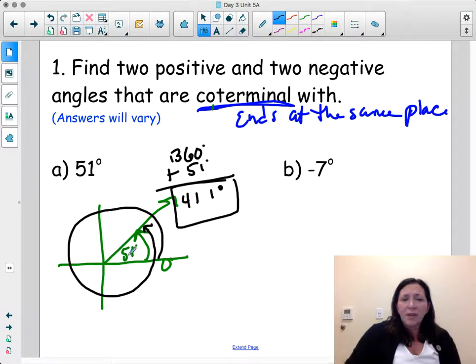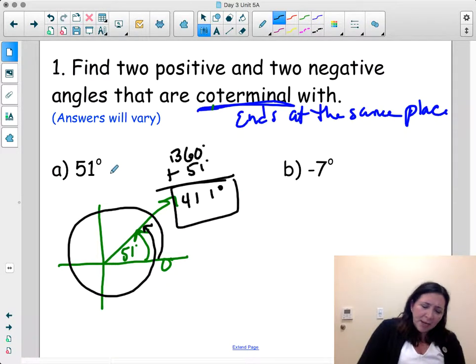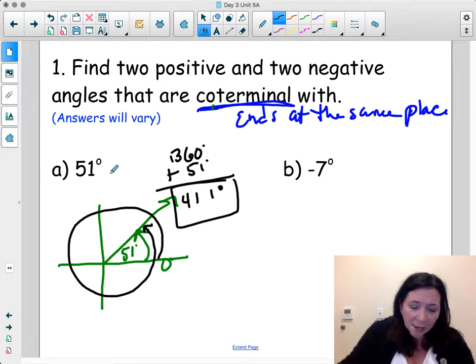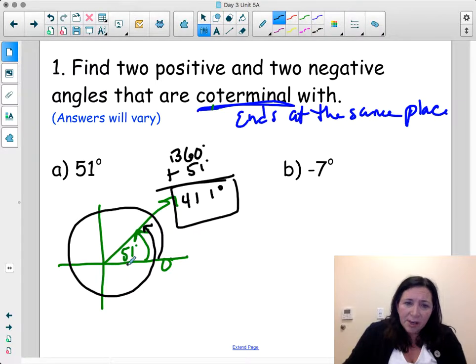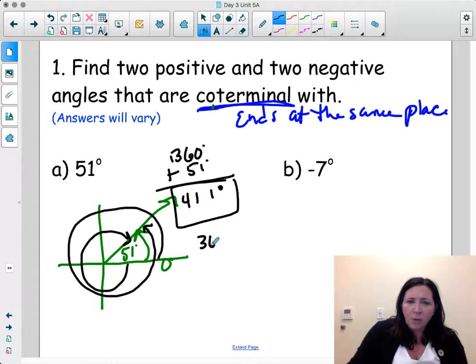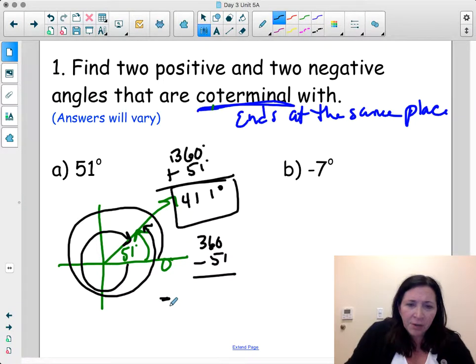That's a positive angle. Now, if I want a negative angle, I'm going to go the opposite way. So basically, I'm going to start here and go around this way. And so what I'm doing is I'm going 360 minus 51 degrees, but I'm going in the negative direction. So this value will be negative. And what do you get?